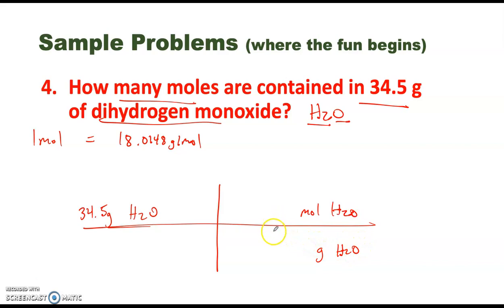And then from there, if you remember, I briefly mentioned it, wherever the mole is, that's where the 1 goes. And then you say how many grams are in 1 mole? Well, there's 18.0148 grams in 1 mole that you looked up from the periodic table.